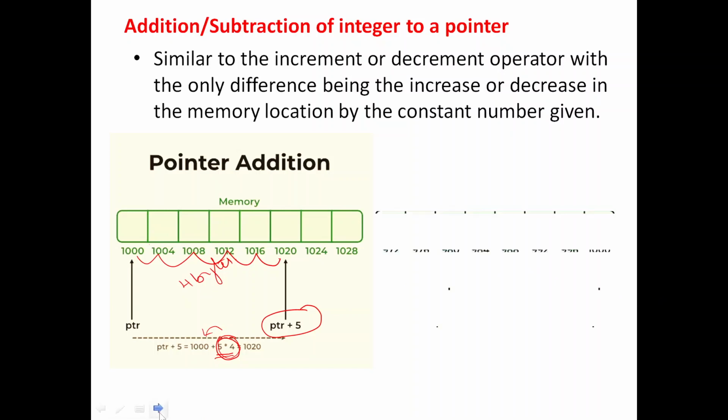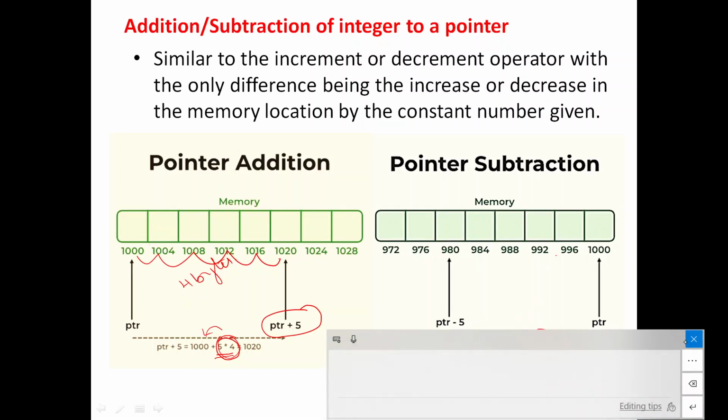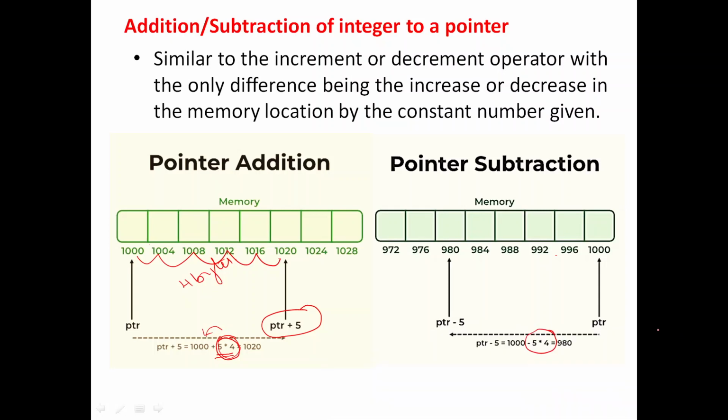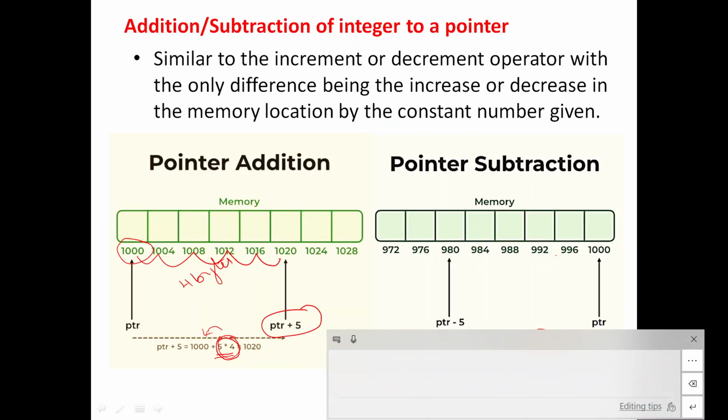Similarly, if we perform subtraction, we have to multiply 4 with the integer, and only then perform the subtraction operation. Here you can see that the starting address is 1000. When we add 5 to 1000, that 5 is multiplied with 4, since the size of an integer is 4 bytes. So 5 into 4 is 20. When we add 1000 plus 20, we get 1020, and our pointer is at this location.